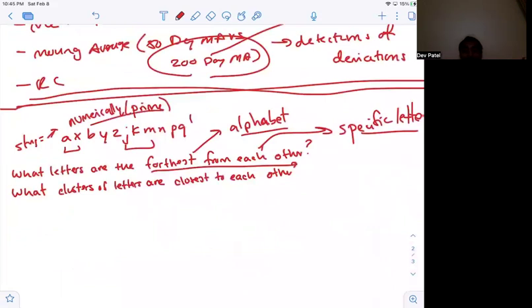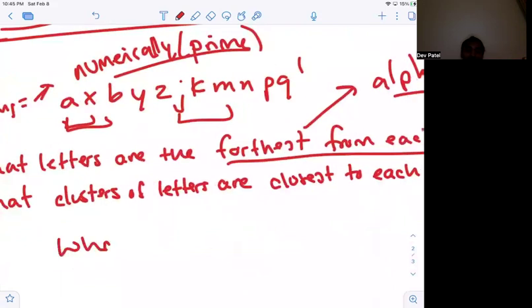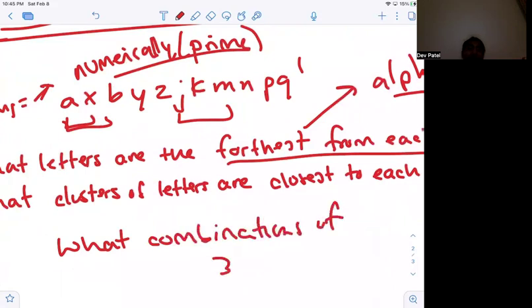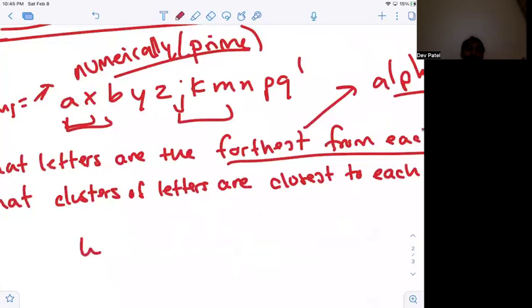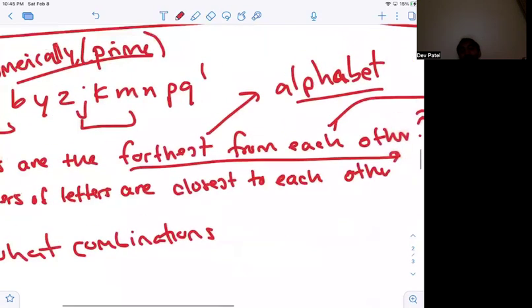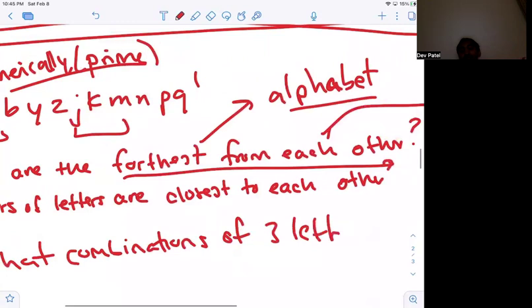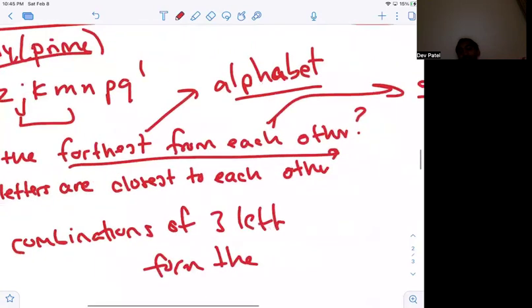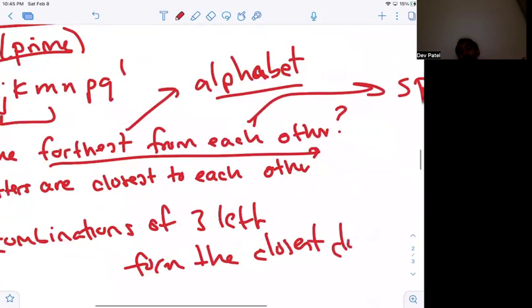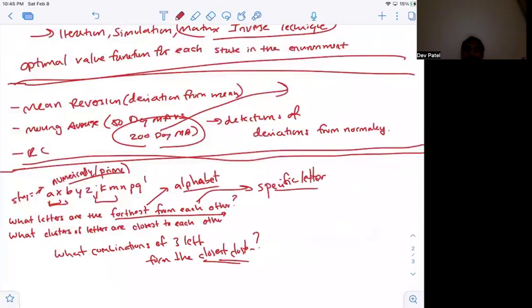And then the second one is what clusters of letters are close to each other. So can we form clusters, or another way you can think of it is what combination of three letters forms the closest cluster? What combinations of three letters form the closest cluster? So these are a few LeetCode style questions that could arise.